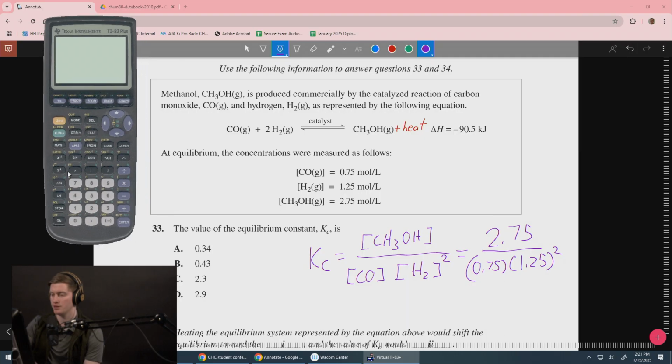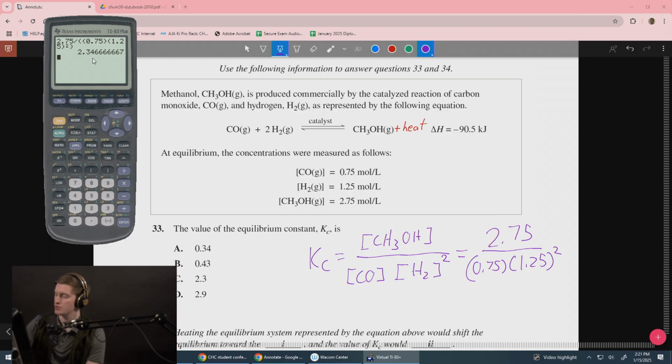So let's pull up our calculator here. And we will do our top 2.75, and then we're going to divide by everything in the denominator within a bracket. So I'm going to start a bracket here for everything in the denominator. Then I'll have a bracket for 0.75, and then I'll have another bracket for our 1.25 squared. That's our hydrogen. And I'll close off the bracket for the whole denominator. And we're going to end up with 2.35.